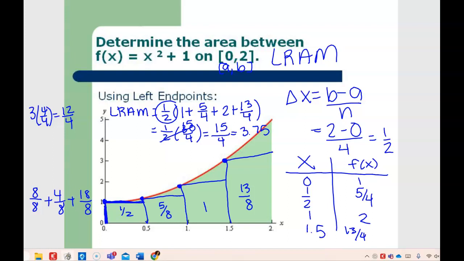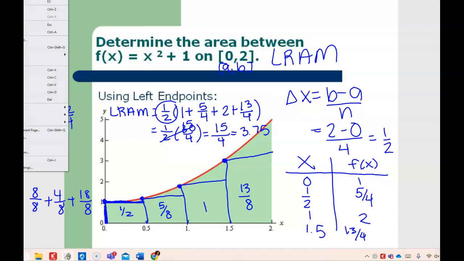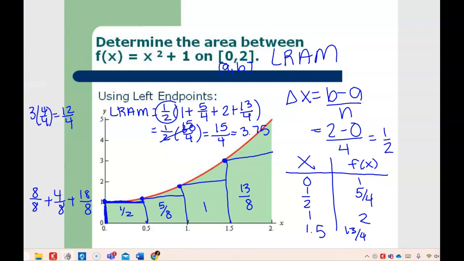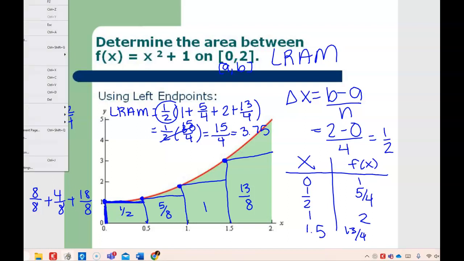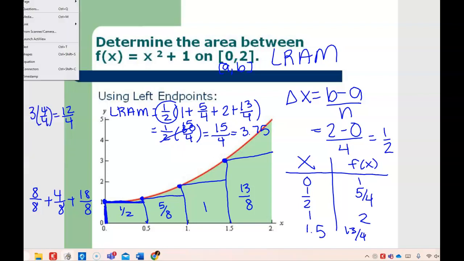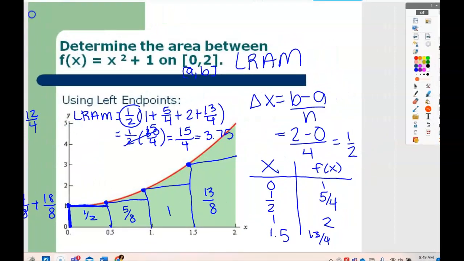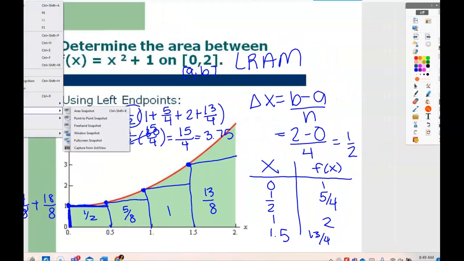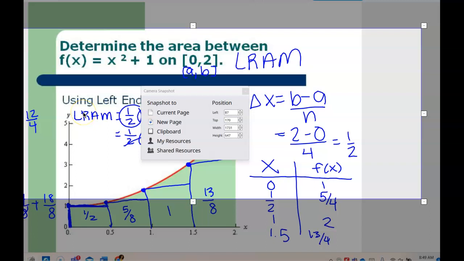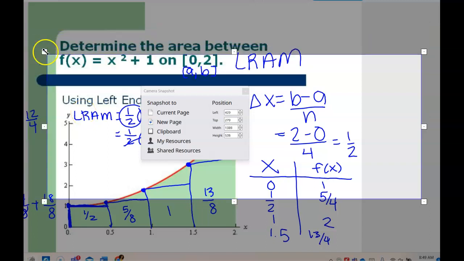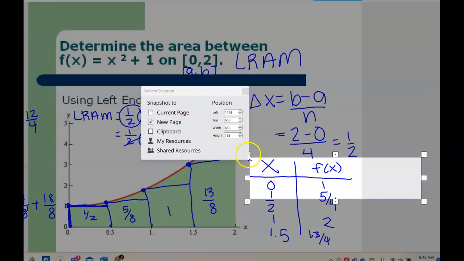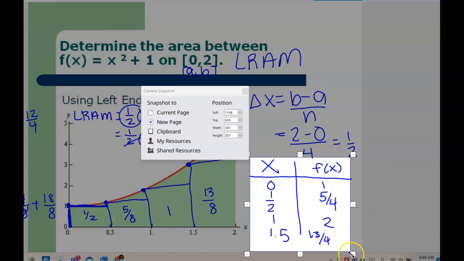Now you have one sheet of paper. I'm going to cheat and steal my table for my next page. So go ahead and look at the next problem, and our next problem says that we are going to do the same thing, but now we're going to use a method called right endpoints, or RAM.